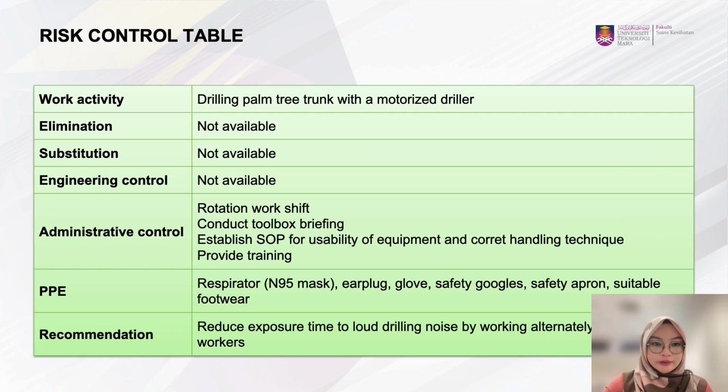For drilling the palm tree trunk with the motorized driller, there is no elimination, substitution, or engineering control available. For administrative control, it is rotation worksheet, conduct toolbox briefing, establish SOP for usability of equipment and correct handling technique, and provide training. For PPE, it is respirator, N95 mask, earplugs, gloves, safety goggles, safety aprons, and suitable footwear. The recommendation is to reduce exposure time to loud drilling noise by working alternately with other workers.